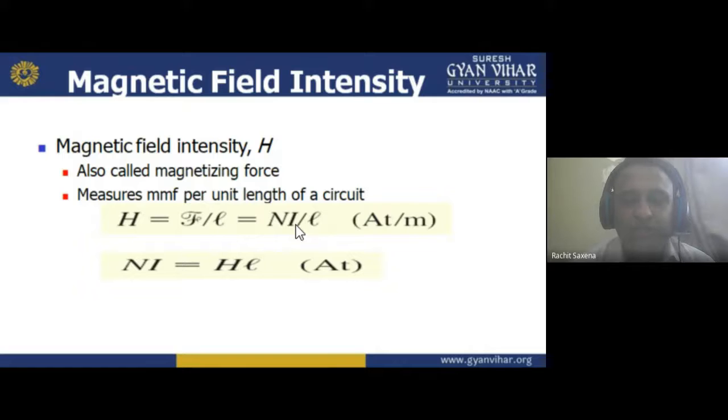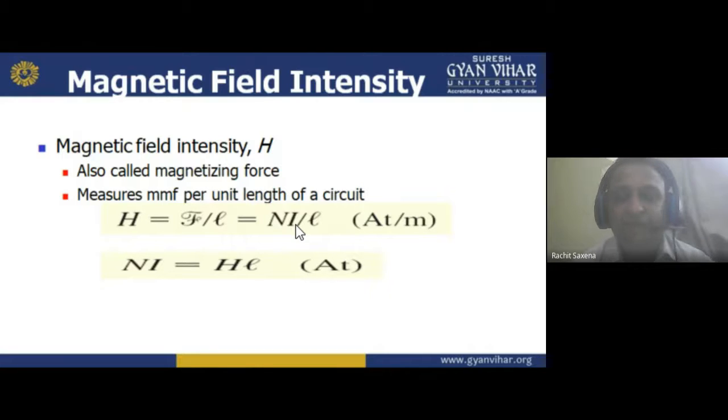If I am moving the force from one end to another, what happened? The electrons are moving from one end to another end. So we can say EMF is there. So here, the magnetic field intensity is represented by H, and is also called magnetizing force. It works like a magnetizing force here.